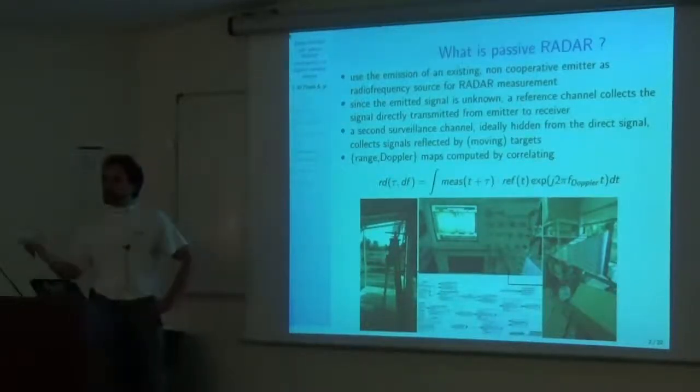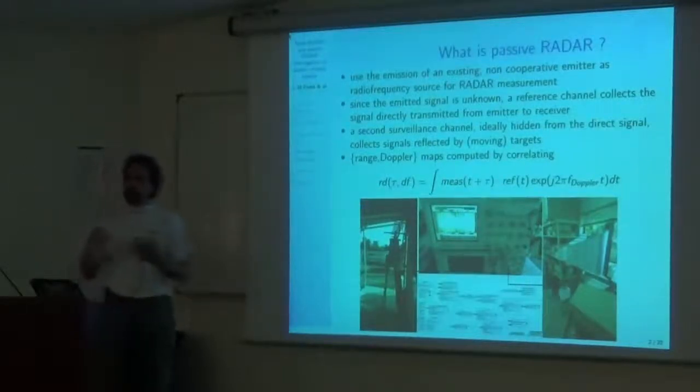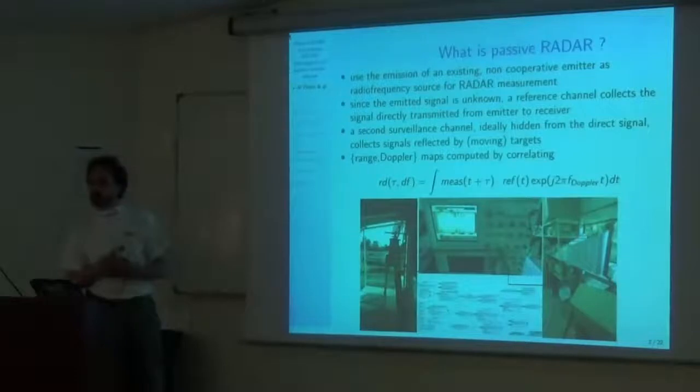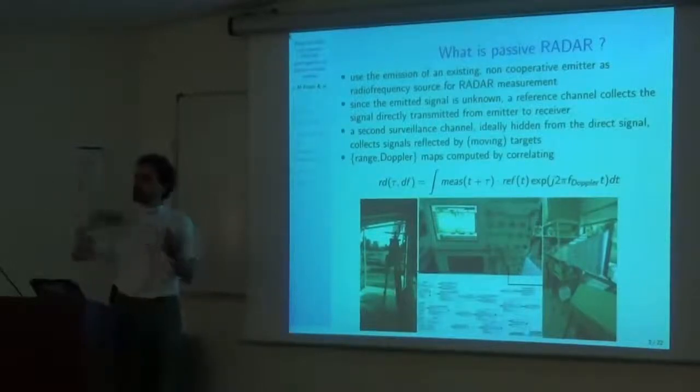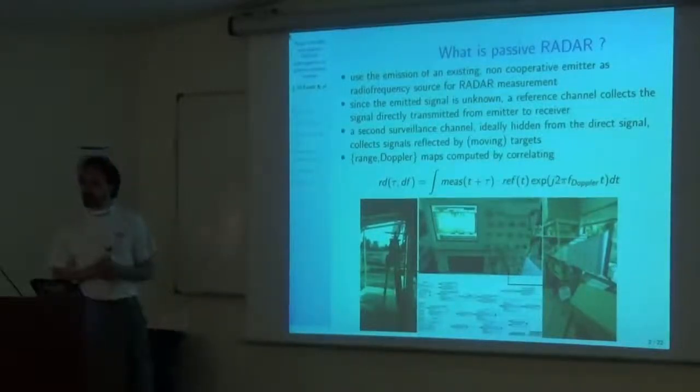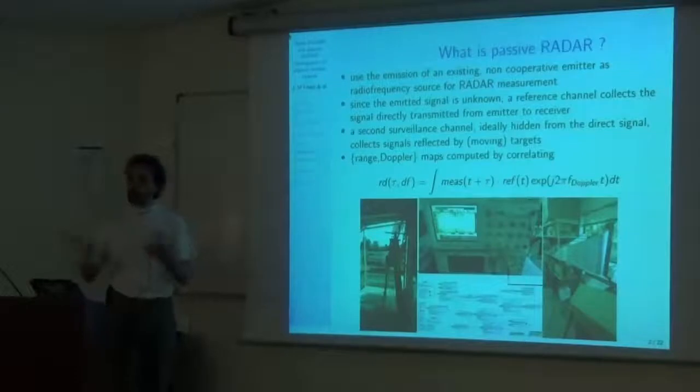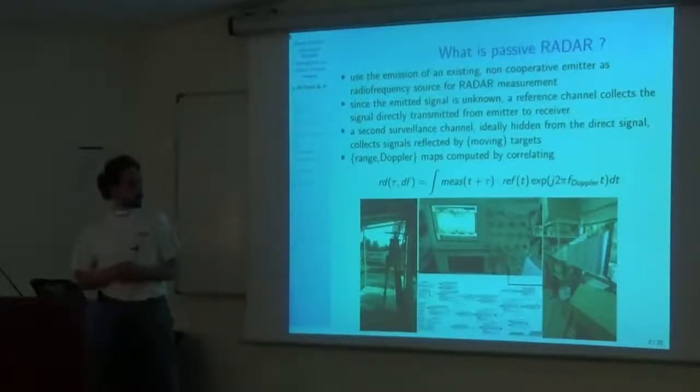And the first thing you can do with a radar measurement is to try to detect the range. So range is the distance between you and the target that's reflecting the signal. And then you can get a second information, which is velocity, because a moving target will introduce a Doppler shift. And so you get two pieces of information out of your radar measurement, which are range and Doppler.